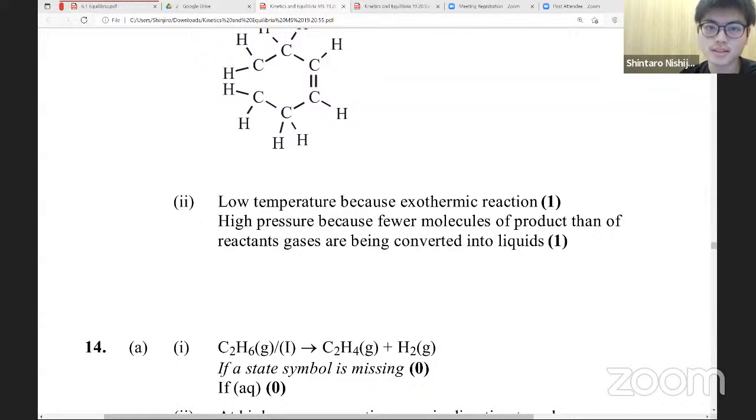Question about Kc. It wouldn't be for liquids, no, because you wouldn't be able to have a concentration for liquids. It's just aqueous and gaseous. I'm just responding to a question in DMs, but you're absolutely right. It's only for gaseous and aqueous.